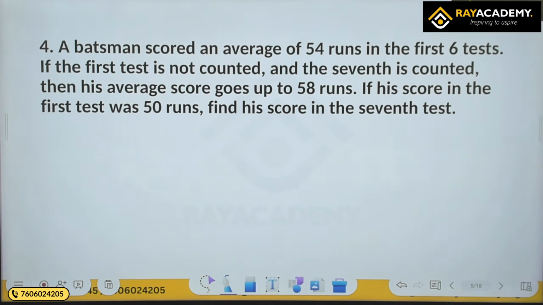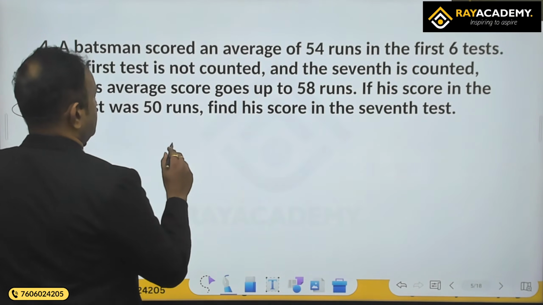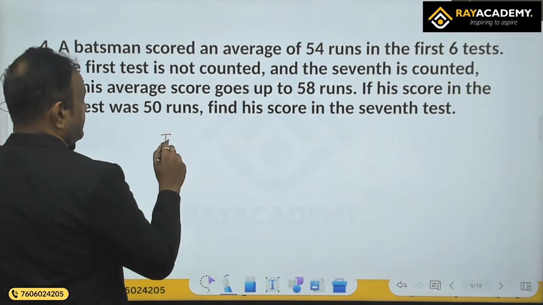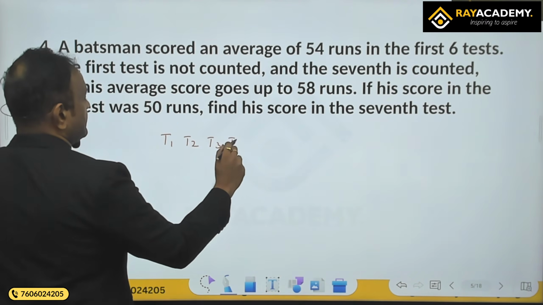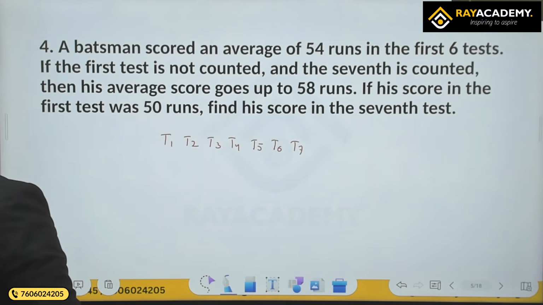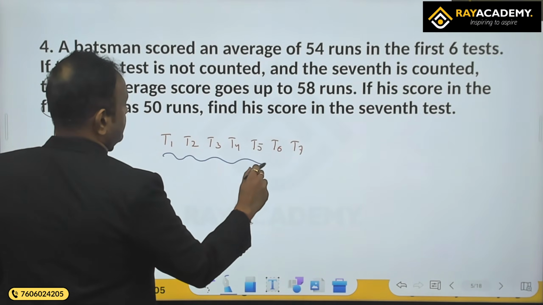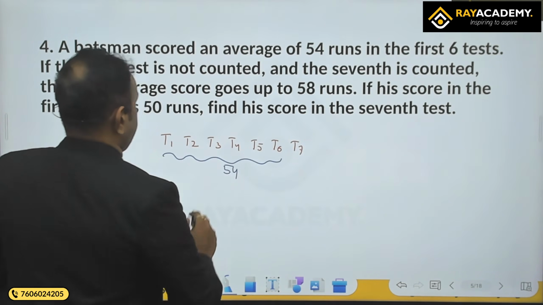Total number of tests is 7. Average 54 runs in the first 6 tests. If the first test is not counted and the 7th is counted, then his average score goes up to 58 runs. If the score in the first test was 50 runs. Okay, let me write. There are tests T1, T2, T3, T4, T5, T6, T7. They have given 7, so I have written. A batsman scored an average of 54 in his first 6, so the average of the first 6 is 54.